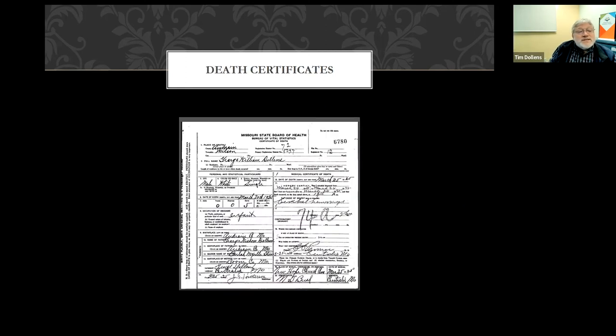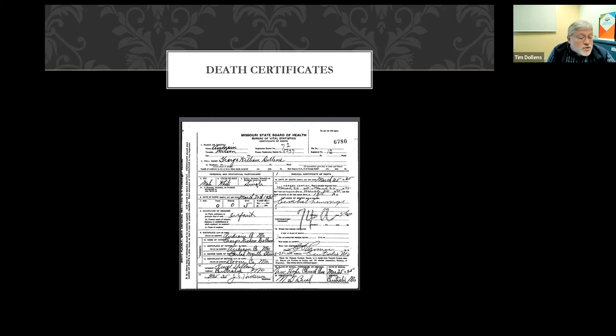Okay, here's the next one: death certificates. Now, this is a typical Missouri death certificate from the first 30 or 40 years. As you look at this, you'll see all kinds of clues about this person. This happens to be my dad's first cousin's death certificate when he was just a 5-day-old baby.